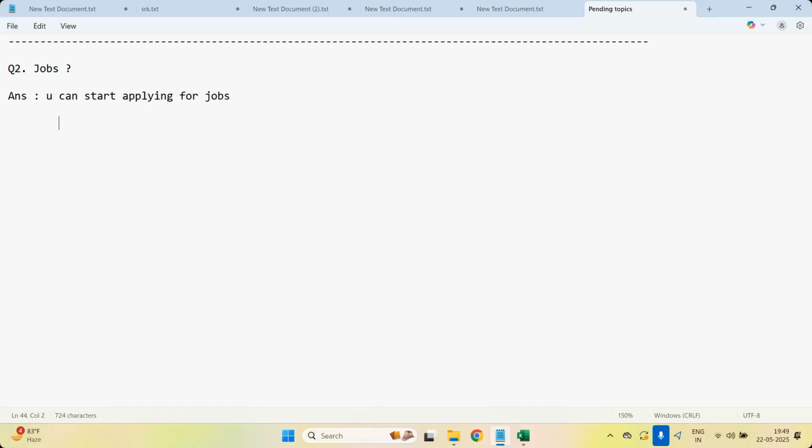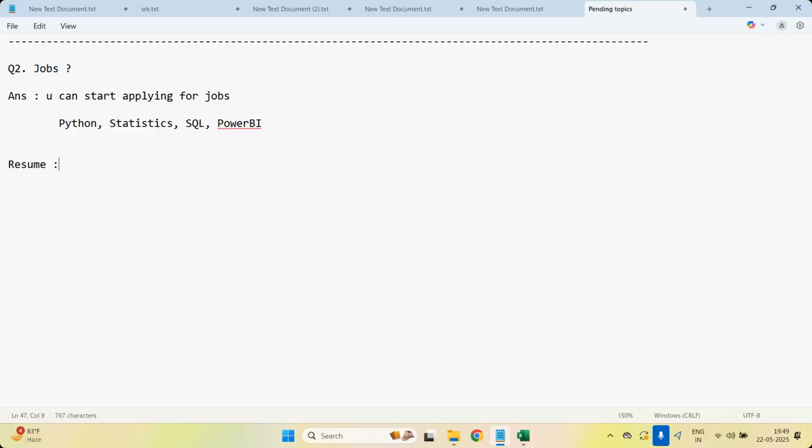Now, while you are applying, what are the things you have to add? Python, statistics, SQL, and Power BI. These are the 4 things. Using these 4, 100% you can apply. And using these 4, you have to complete some projects in your resume before applying for the jobs.